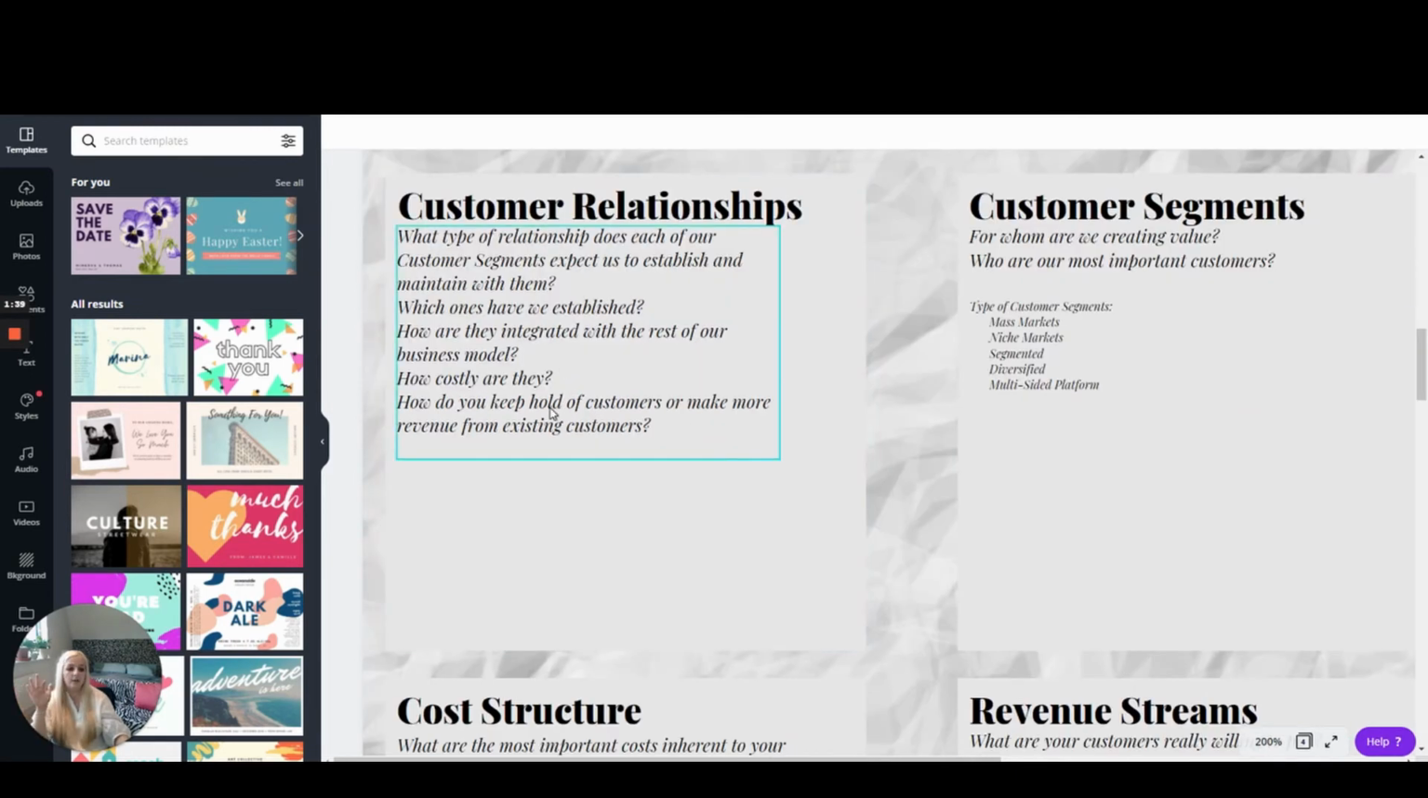Customer relationship. What type of relationship does each of our customer segments expect us to establish and maintain with them? Perhaps we should do the customer segments first.